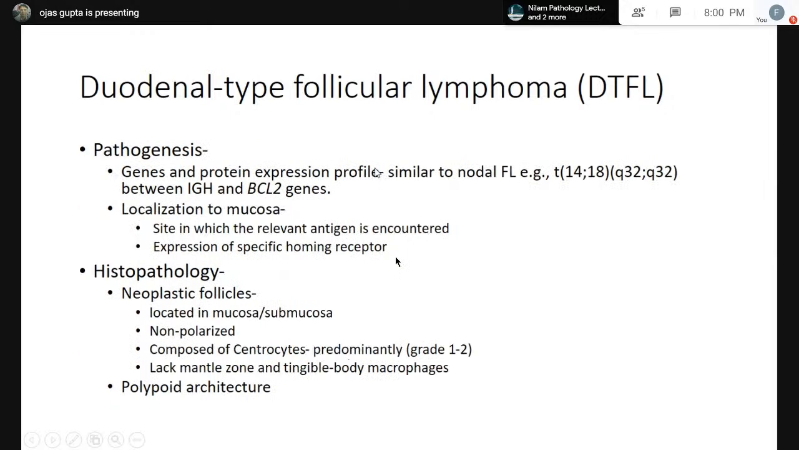Regarding genes and protein expression profiles, they are similar to nodal follicular lymphoma, with translocation 14;18 between the IGH and BCL2 genes. So why are they located only in the mucosa? The reason is the site at which the relevant antigen is encountered, and they express specific homing receptors for these mucosae. On histopathology, we have already seen that these are neoplastic follicles, usually of grade 1 and 2. We'll see the grades of follicular lymphoma later, and they commonly show polypoid architecture.